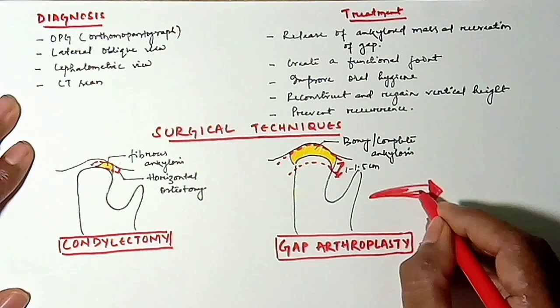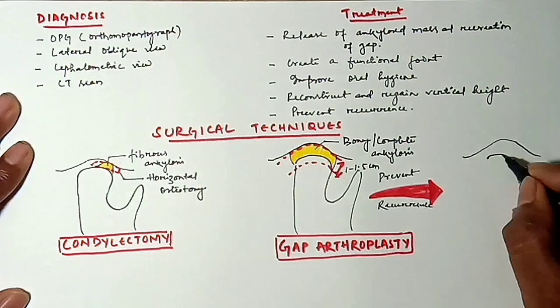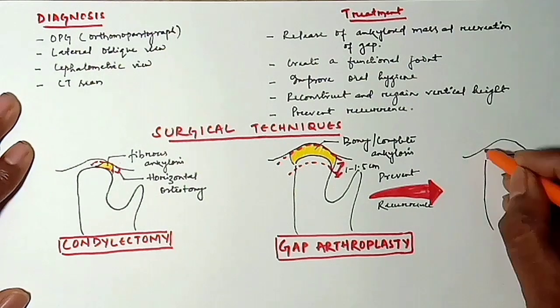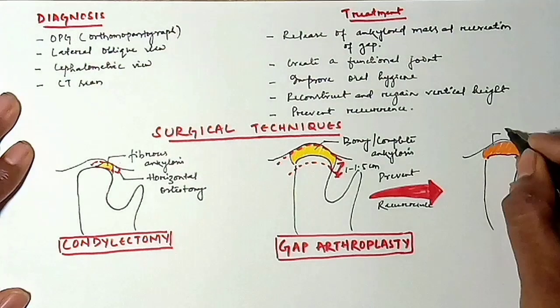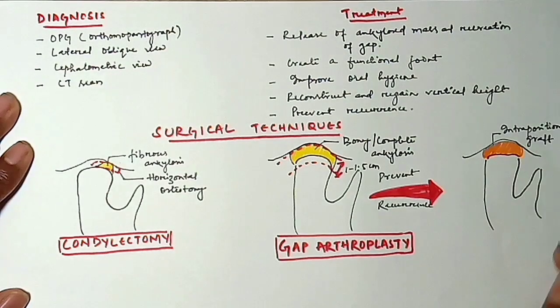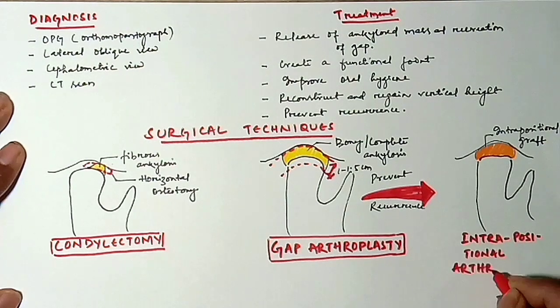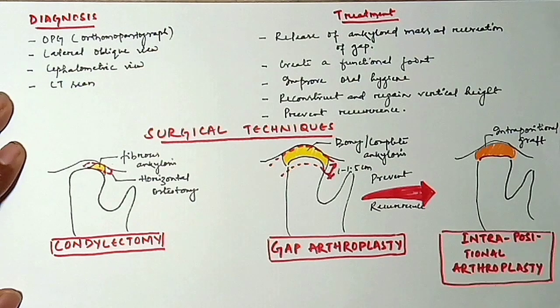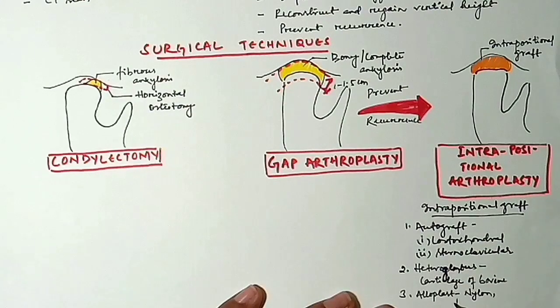To prevent recurrence, we place an interpositional graft between the condylar head and the glenoid fossa, and that is known as interpositional arthroplasty. So what are the interpositional grafts? Interpositional grafts may be autografts, such as costochondral graft or sternoclavicular graft; the second one may be heterogenous, such as the cartilage of bovine; and the third one is alloplast, that may be nylon or Teflon.